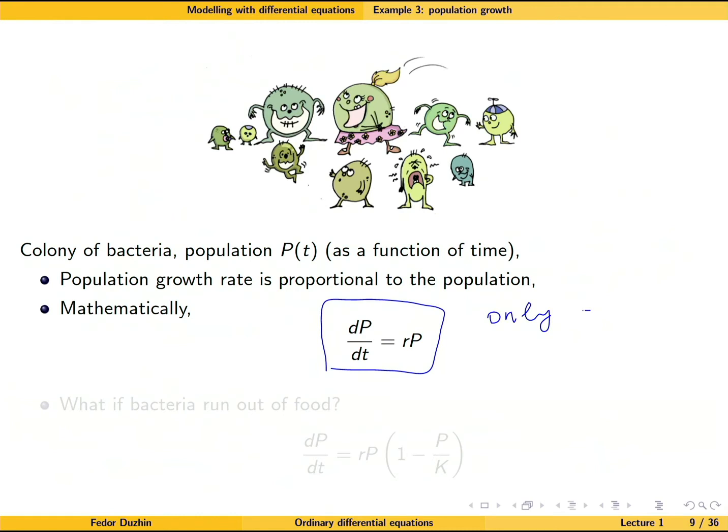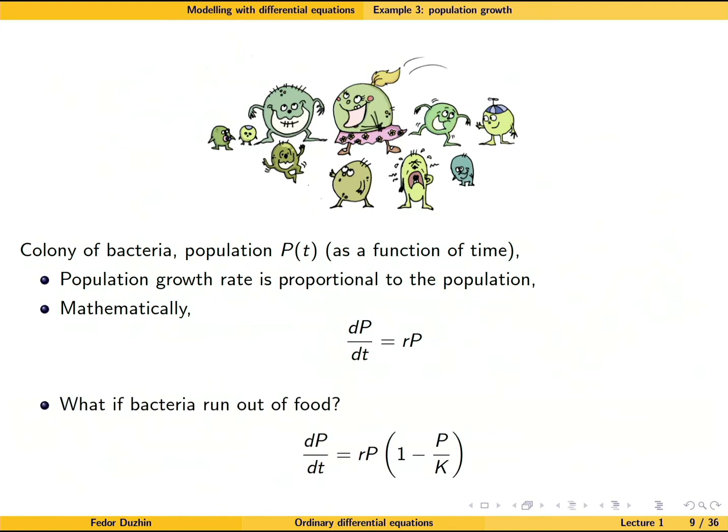So only in the beginning, right? So I will write, in the beginning of the process, B, G. But later, as the colony of bacteria grows and they run out of food, what's going to happen then? And here is a good model to account for bacteria running out of food.